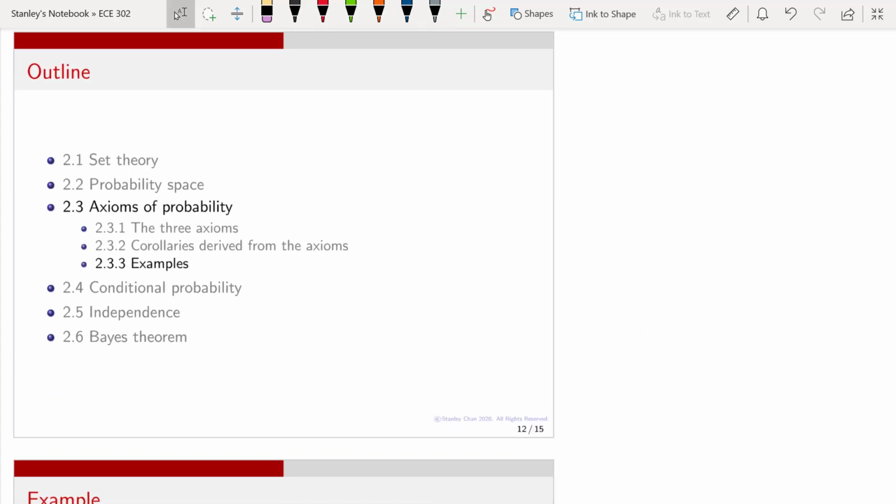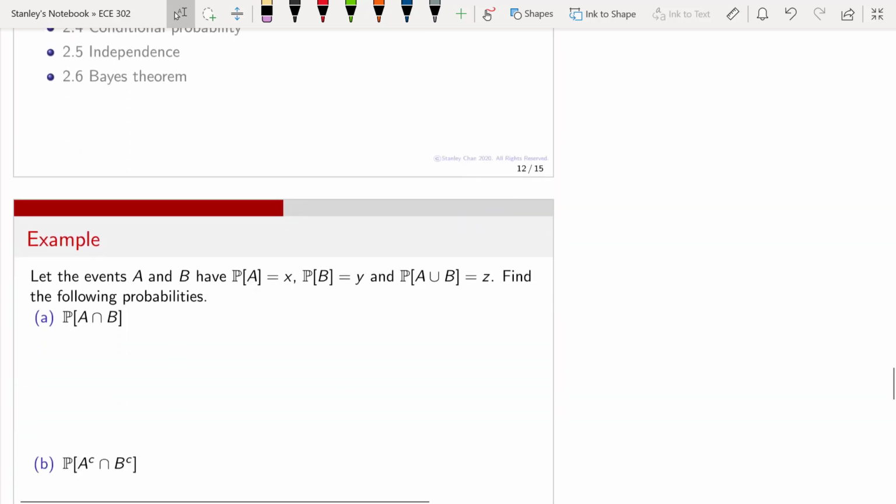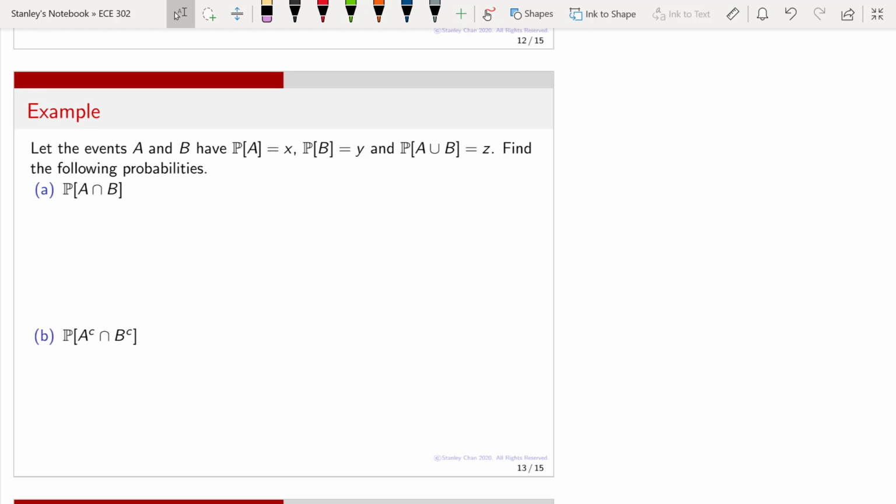So finally, let me show you some examples of how we can use the axioms to do some calculations. Suppose we have events A and B. The probability of A is X, the probability of B is Y, and the probability of A union B is Z. We want to find the probability of A intersect B. So what is this probability? Well, it is the probability of A plus the probability of B minus the probability of A union B.